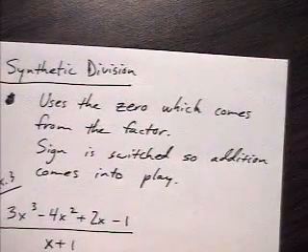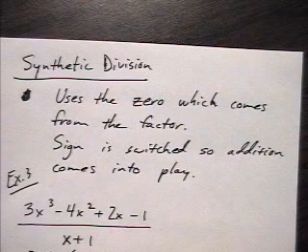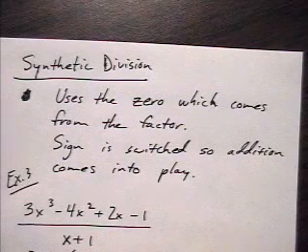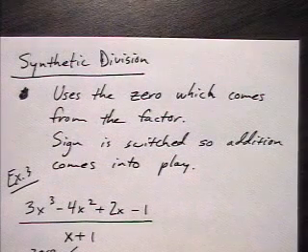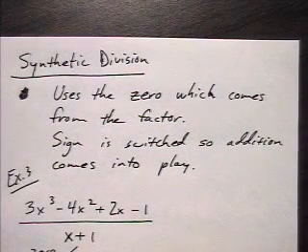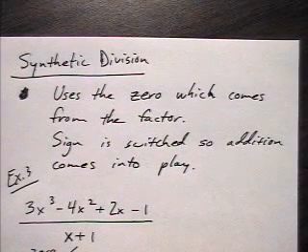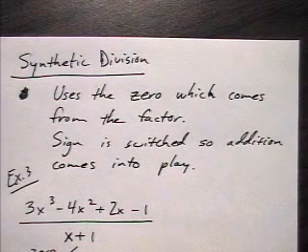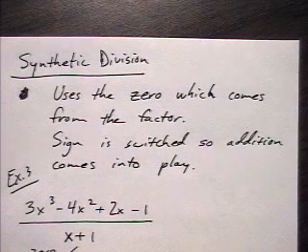There's another way to handle these problems called synthetic division. Synthetic division uses the 0 which comes from the factor. I'll show you what I mean by that and remind you about that, which you should have been reminded about yesterday. We are also going to be switching the sign so that instead of subtracting, we're going to be adding. That's very similar to the idea I just said a few minutes ago.